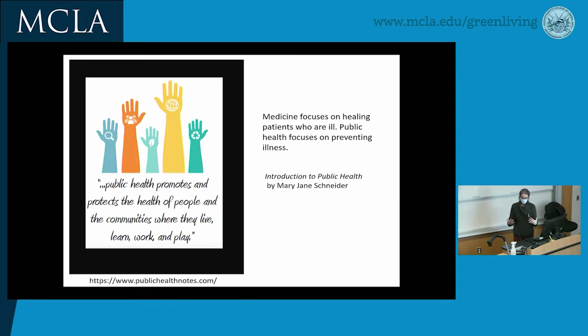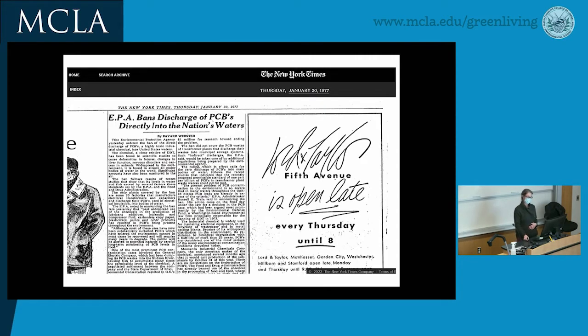But policies are a really important part of public health as well. And like the policy that we're all wearing masks right now in this room is one example. Another example is a policy in 1977 that the EPA banned the discharge of PCBs directly into the nation's waters. So PCBs is the chemical that I'm going to use as the prop for telling you a story about community-based participatory research and environmental justice.